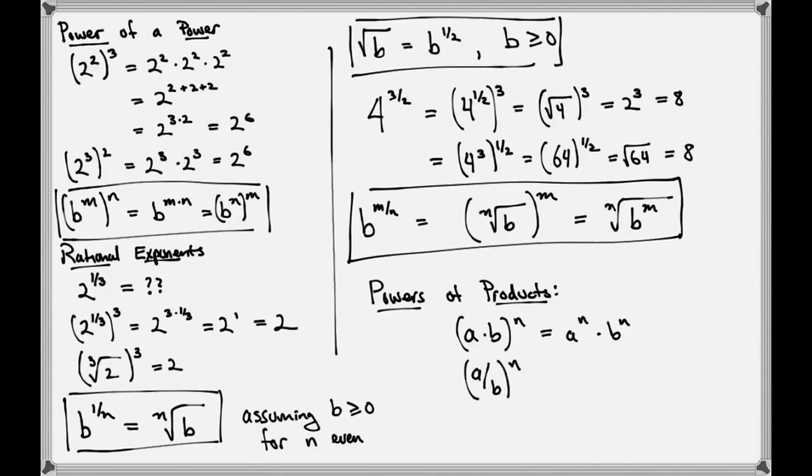A similar fact is true for ratios. If I have a over b and then I raise that result to the nth power, I could just do the numerator and the denominator separately and then divide the results.